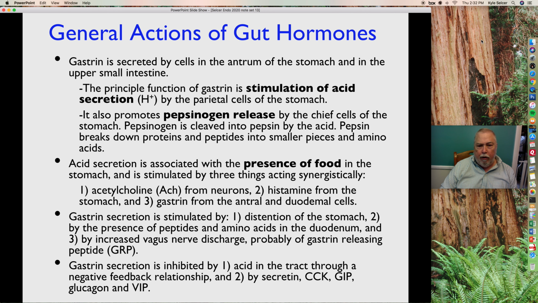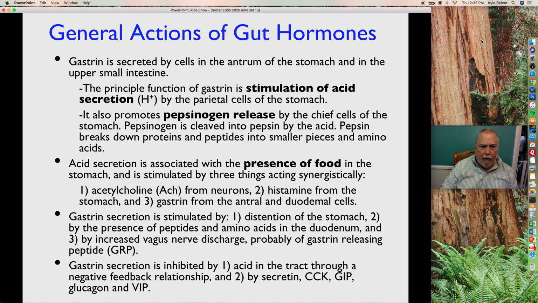Acid secretion is associated with presence of food in the stomach and is stimulated by three things that act synergistically. Acetylcholine from neurons. Well, how do the neurons know that you want to secrete gastrin? That's all that mental stuff that says, I'm about to eat, I'm now eating. This is the knowledge that food is coming in from the brain. So the brain's telling your stomach, get ready, start making some stuff because we're going to have a bunch coming down the pike. And that's what acetylcholine is, coming from neurons, typically parasympathetic input from the vagus nerve.